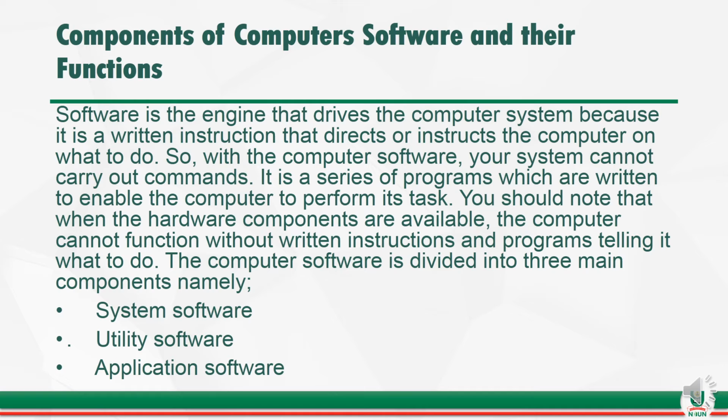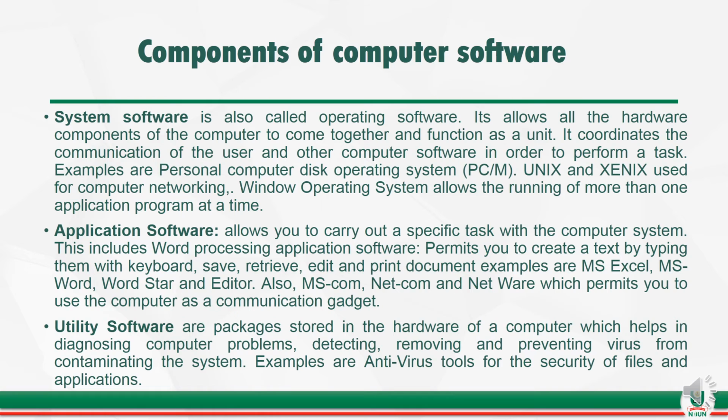And these computer software are grouped into three main components, namely the system software, the utility software and the application software. The components of the computer system we have discussed are the hardware and the software. We want to talk about the computer software, which includes system software, application software and utility software.